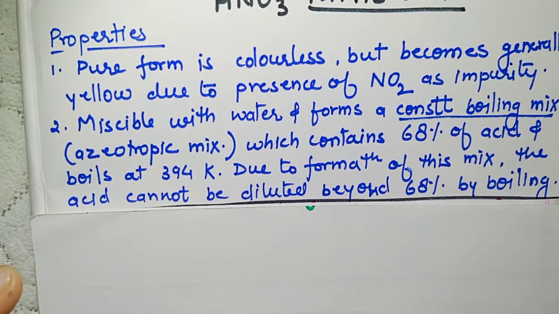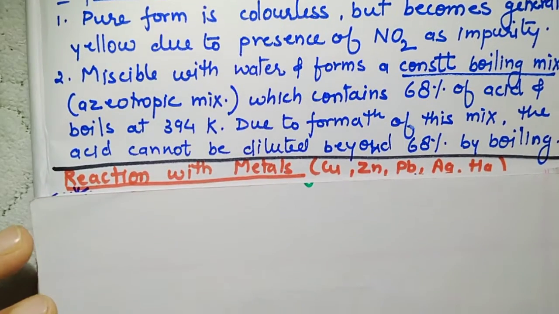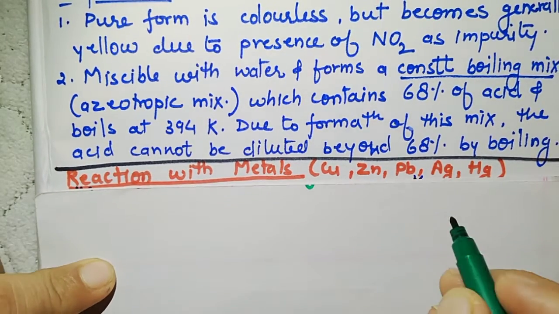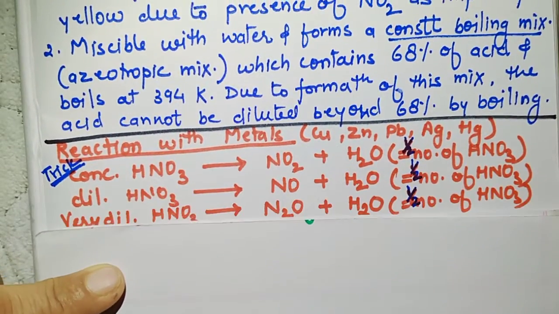And its properties also make it important. Other than this, some reactions also. Reaction with metal. Metals are here copper, zinc, lead, silver, mercury, or can be anything. Now how to remember this?